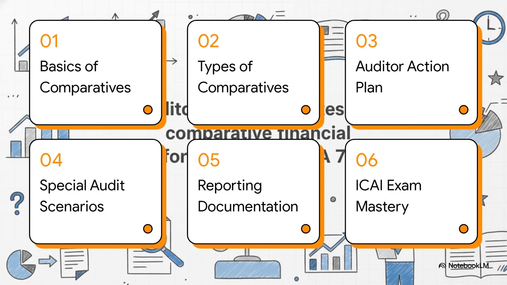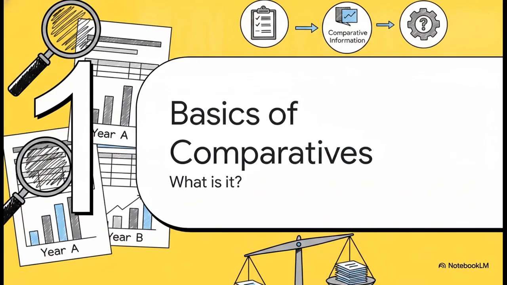Here is our roadmap for today. We'll start with the basics of comparatives, break down the two main types, walk through the auditor's action plan, and tackle some special audit scenarios. Then, we'll wrap up with reporting and documentation and lock the whole thing in with a super handy ICAI exam mastery trick. All right, Section 1.